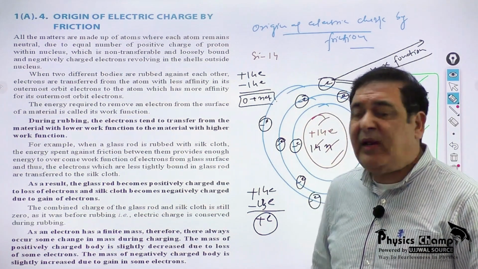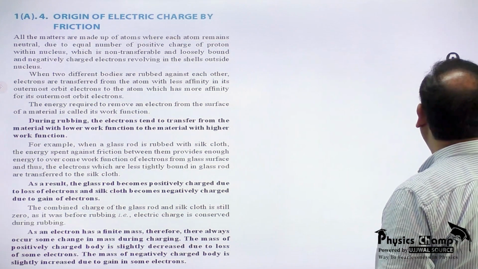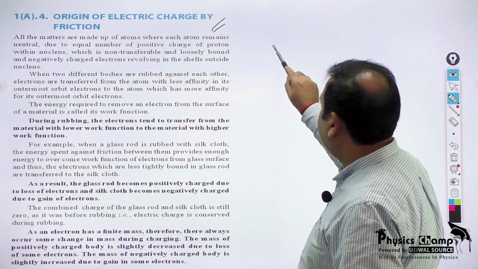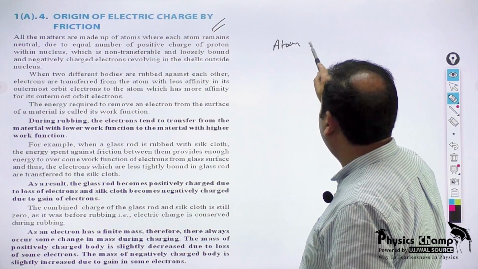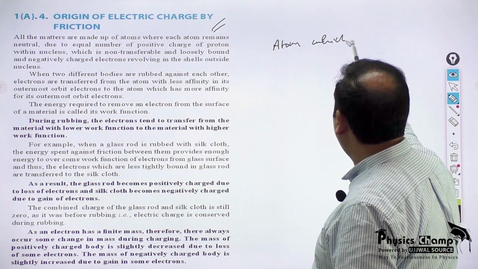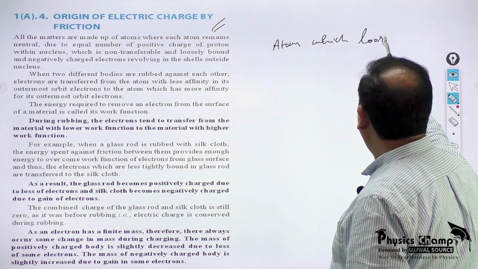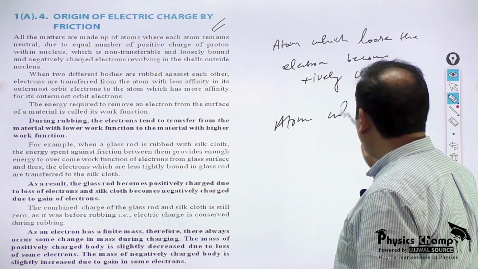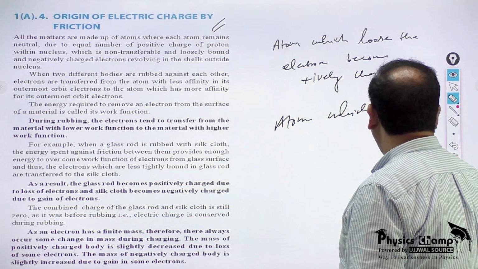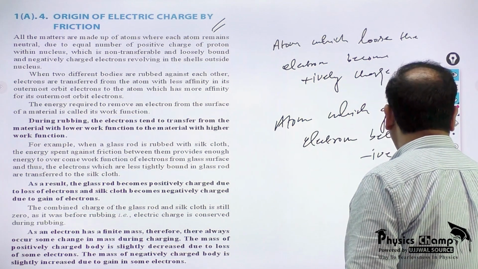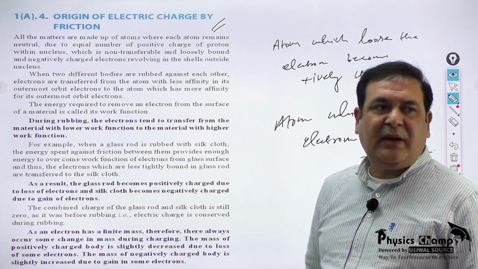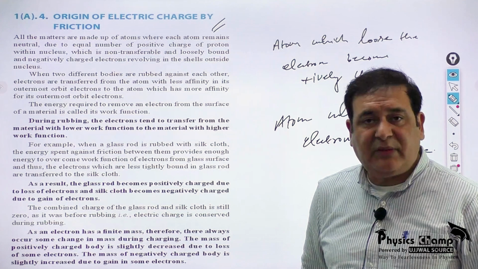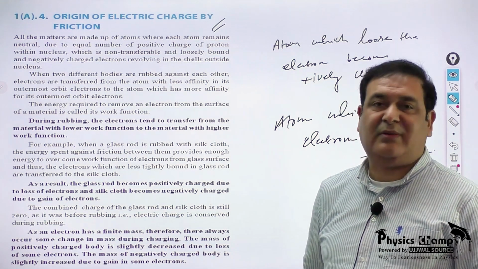So I hope it is very clear that the origin, if I talk about the one who loses, the atom which loses the electrons becomes positively charged, and the atoms or molecules which gain electrons become negatively charged. Yes, in the process, neither a net loss of electrons nor a net gain of electrons takes place. So thus the total charge remains conserved.